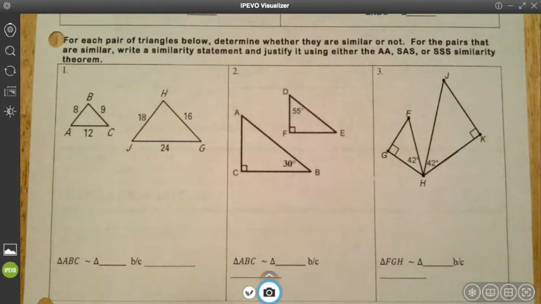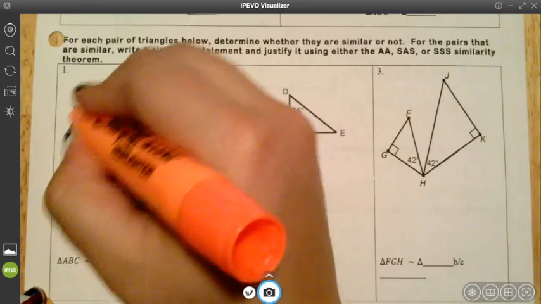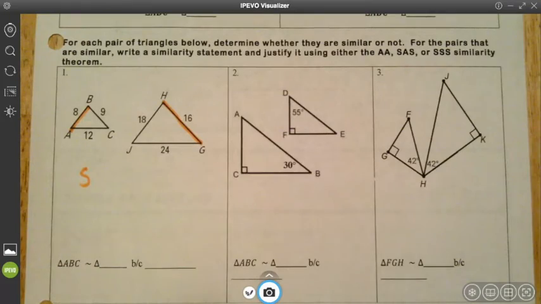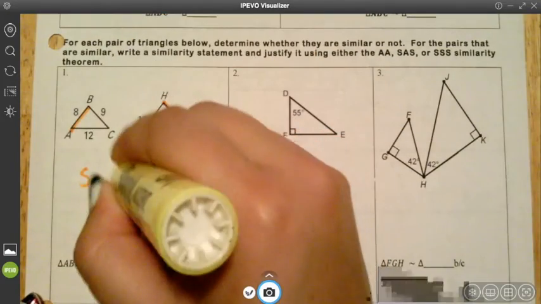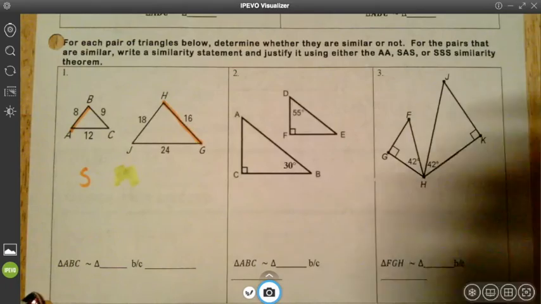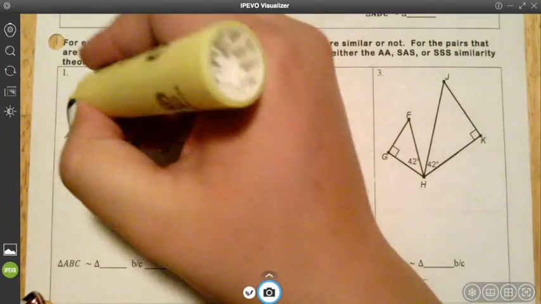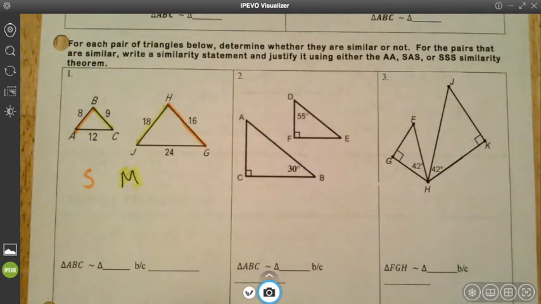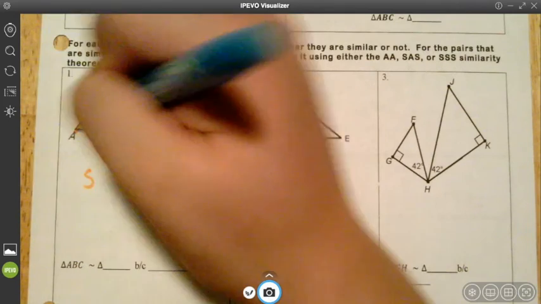Now, how do I know that I want to use SSS for this example? I'm not given any information for any of the angles. If I have no angle information, that tells me I'm going to use SSS. So how am I going to set this up? I'm going to get my colors ready first, and I'm going to highlight the small side. It's 8. Which of these is the smallest? Is 16. My middle side, this is the middle side, so that's going to be 9 and 18. And my larger side, 12 and 24.